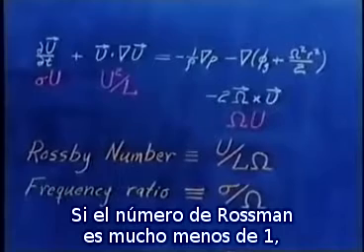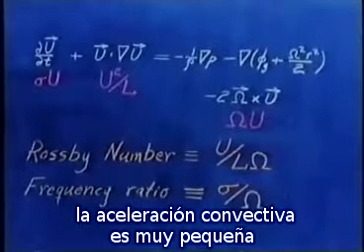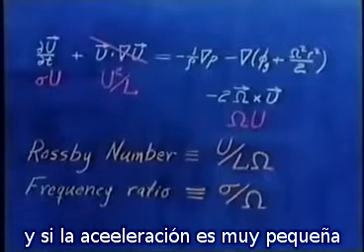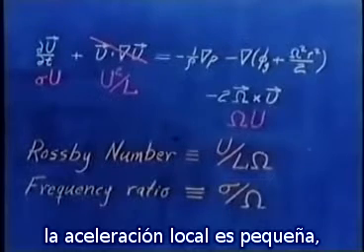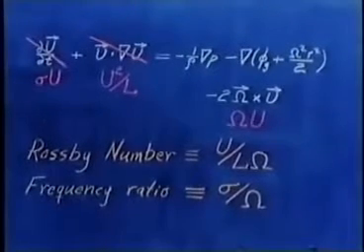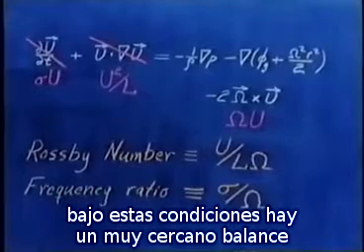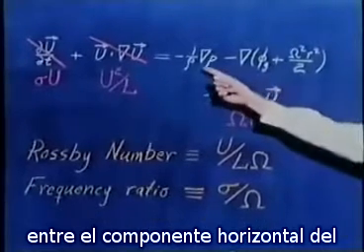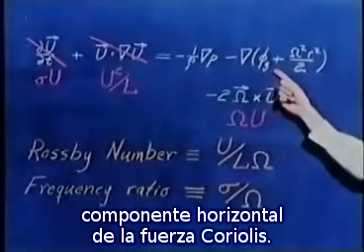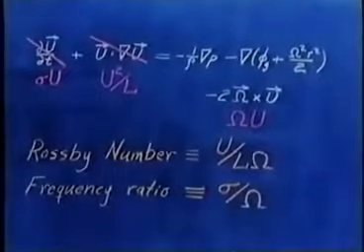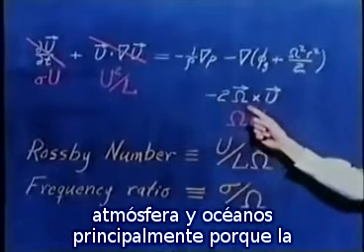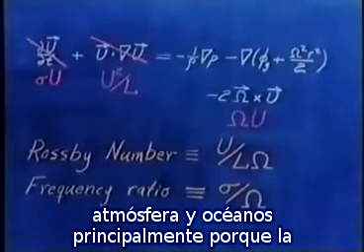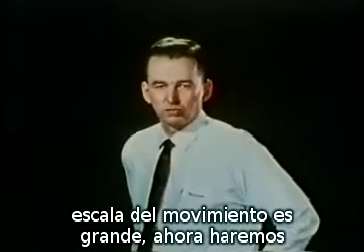If the Rossby number is much less than 1, the relative convective acceleration is very small. And if the frequency ratio is low, the local acceleration is small. Under these conditions, there is a very close balance between the horizontal component of the pressure gradient and the horizontal component of the Coriolis force. A low Rossby number flow is called geostrophic. Such flows occur in the atmosphere and oceans, mainly because the scale of the motion is large.